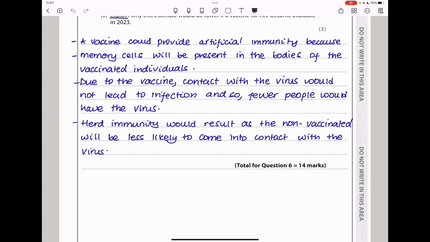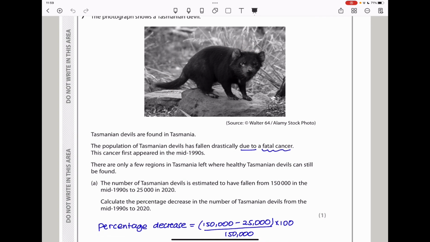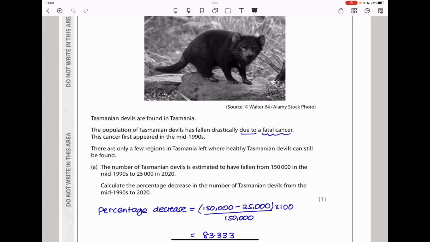Let us continue to question 7. Question 7. The photograph shows a Tasmanian devil. We can see this is the organism here. They say Tasmanian devils are found in Tasmania. The population of Tasmanian devils has fallen drastically due to a fatal cancer. This cancer first appeared in the mid-1990s. There are only a few regions in Tasmania left where healthy Tasmanian devils can still be found.